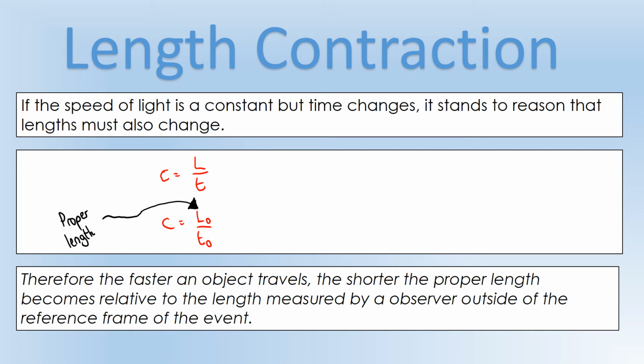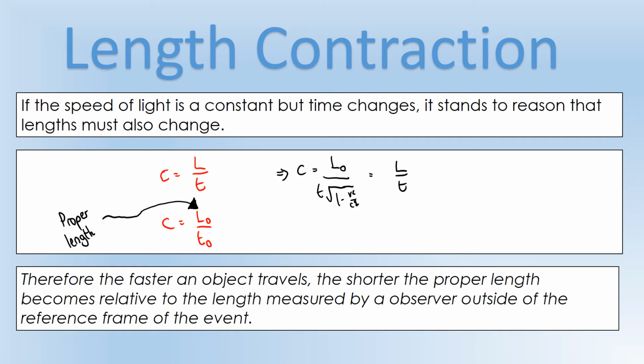So what you can see from here is that the faster an object travels, the shorter the proper length becomes relative to the length measured by an observer outside of the reference frame. And we always need that comparison. We can't just say the length they're measuring is getting shorter. That is meaningless. It's the length is shorter compared to an observer outside of the reference frame. They're always relative to one another. This is why it's all called relativity.